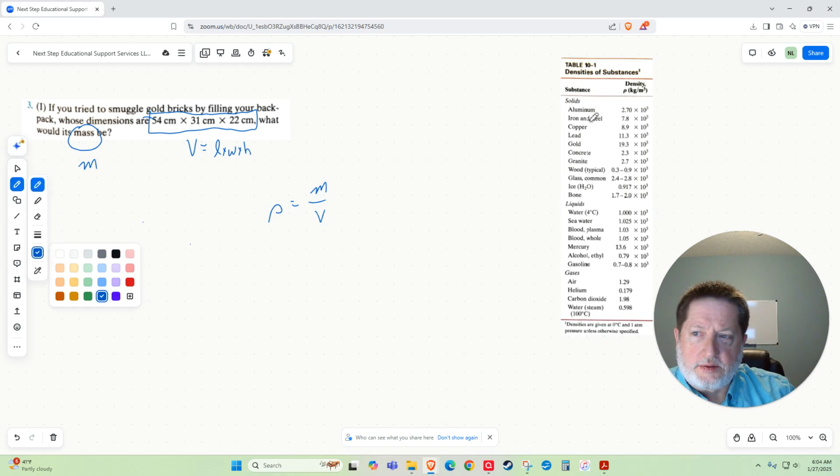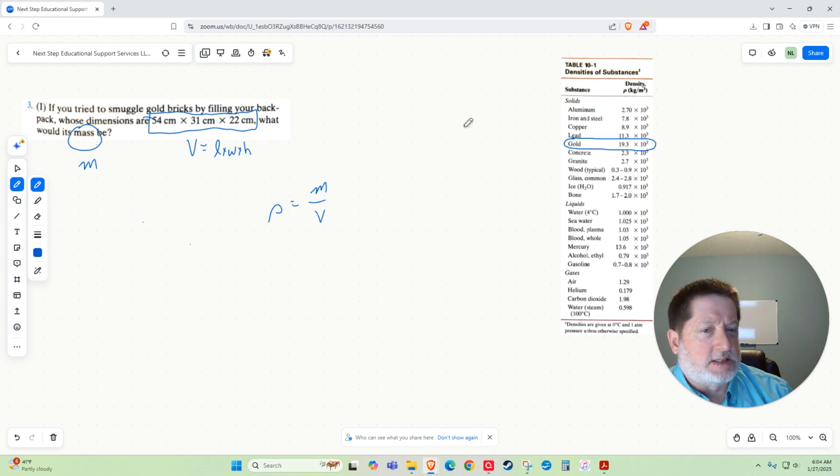In this problem, we're working with gold. Don't we all wish we had a backpack full of gold? It's listed as 19.3 times 10 to the third kilograms per cubic meter. So we have our density. We have the means to calculate the volume, and they're asking us for the mass.